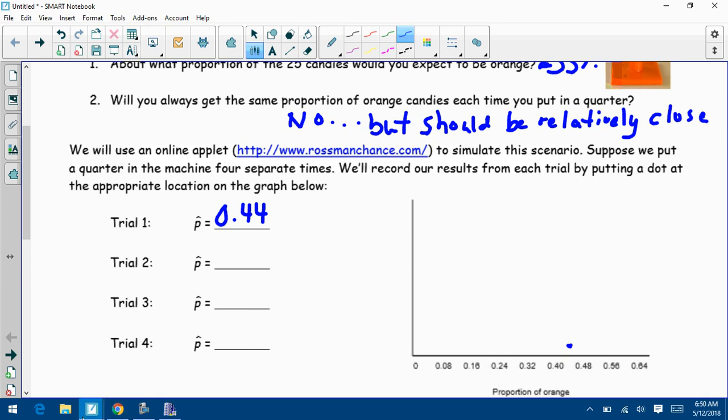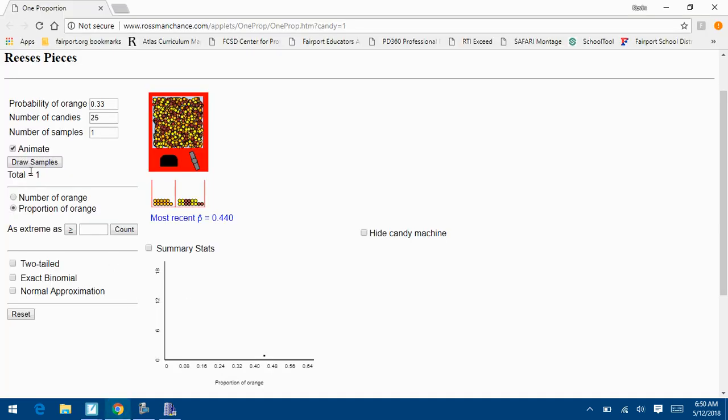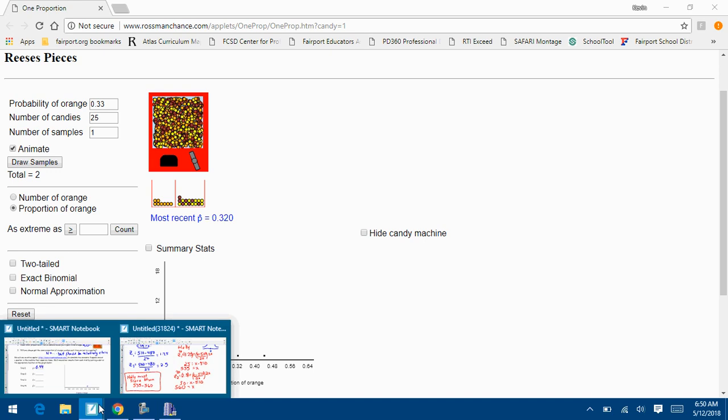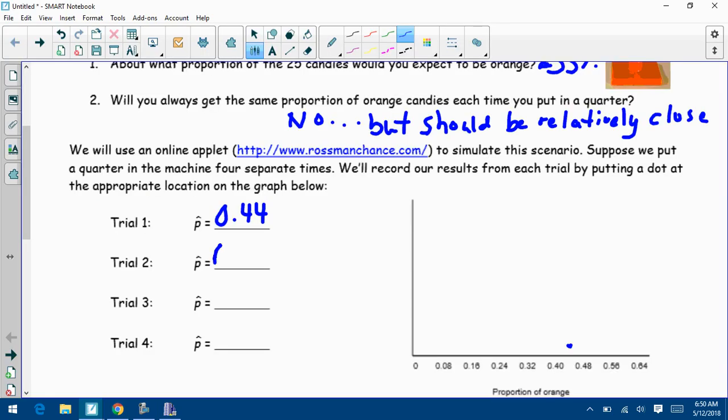Okay, let's do this again. So I'm going to do another sample. Here we go. Counting the oranges. This time I get less, it looks like. This time I got 32% orange. And that's more in line with what the actual probability of orange is. And notice a dot popped up on this graph down here at 32%. Okay, so let's record that. So all of these trials are my p-hat values. Remember, p-hat is just one sample proportion. And we put a dot at 32%.